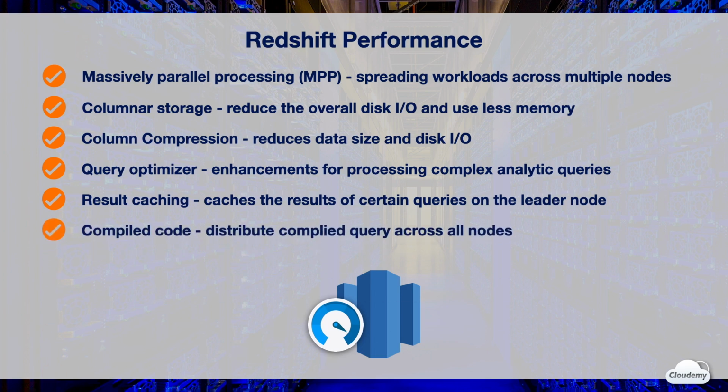Redshift compiles complex queries and distributes fully optimized compiled code across all of the nodes of a cluster. Compiling queries eliminates the overhead associated with an interpreter and increases the execution speed. The compiled code is cached and shared across sessions. Subsequent executions of the same query will be faster.